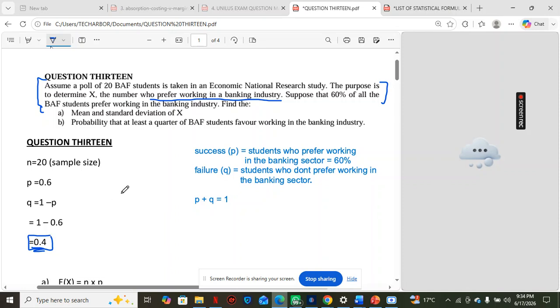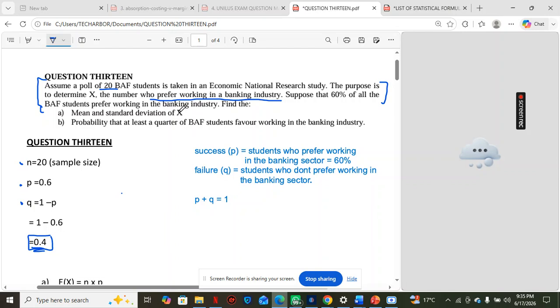So we've got our data: P, which is the probability of a success, Q, which is the probability of a failure, students who don't prefer working in the banking industry. Then N represents the sample size. How many people were taken in this study? They told us a poll of 20 students. So that lets us find the mean and the standard deviation of X.